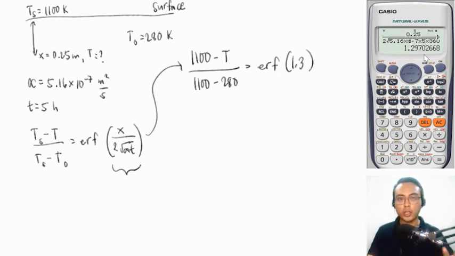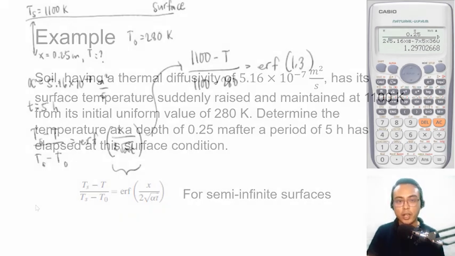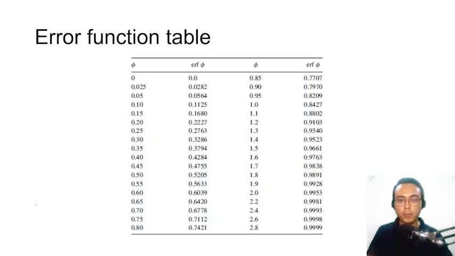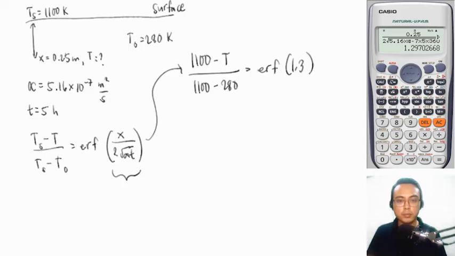Now we have to take a look at an error function table in order to determine what is the error function of 1.3. I have here an error function table. These are the values of phi, or the terms inside of the error function, and this is the value of the error function. Since the value of our phi is 1.3, we find that the error function of 1.3 is 0.9340. We can now use that in our calculations. So this is equal to 0.9340. And with that, we can now solve for the temperature.